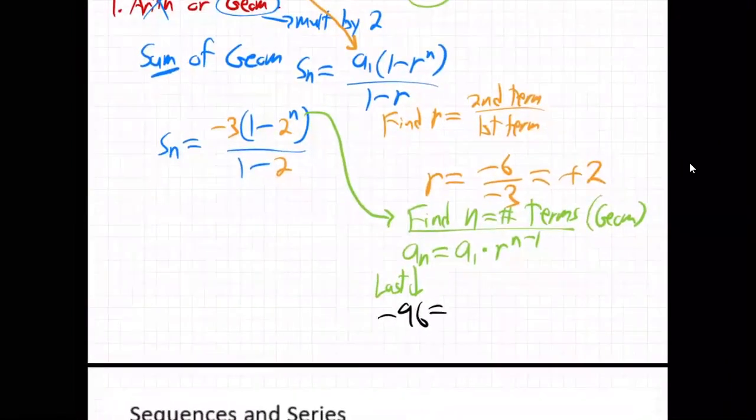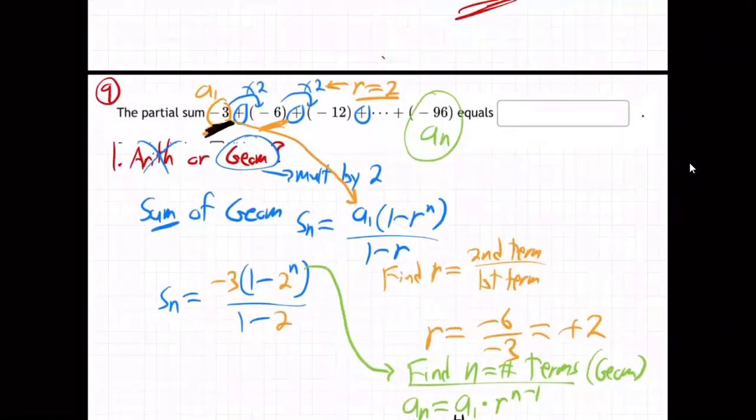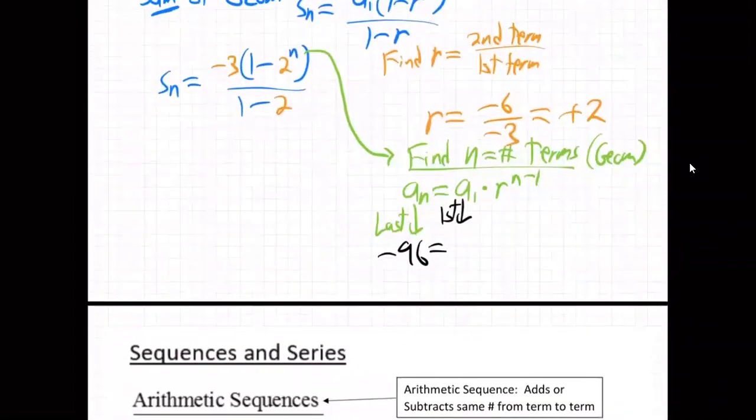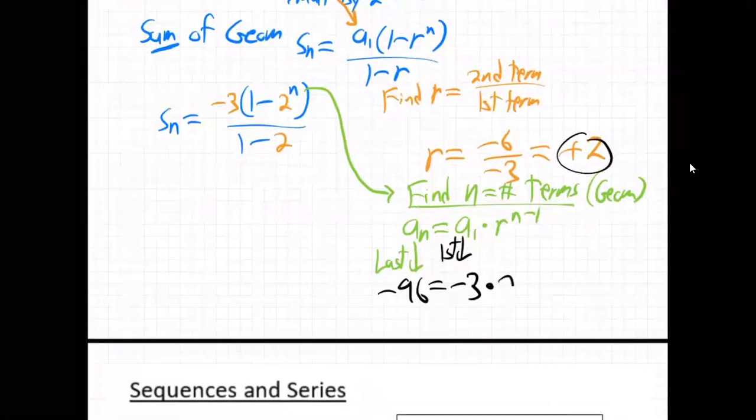Equals A1, this is the first term. What was the first term? Negative 3. And it's A n down here, it's A1 right here. A1's the first term, A n's the last term, negative 3, times R. What was R? It's right here, 2, to the n minus 1.